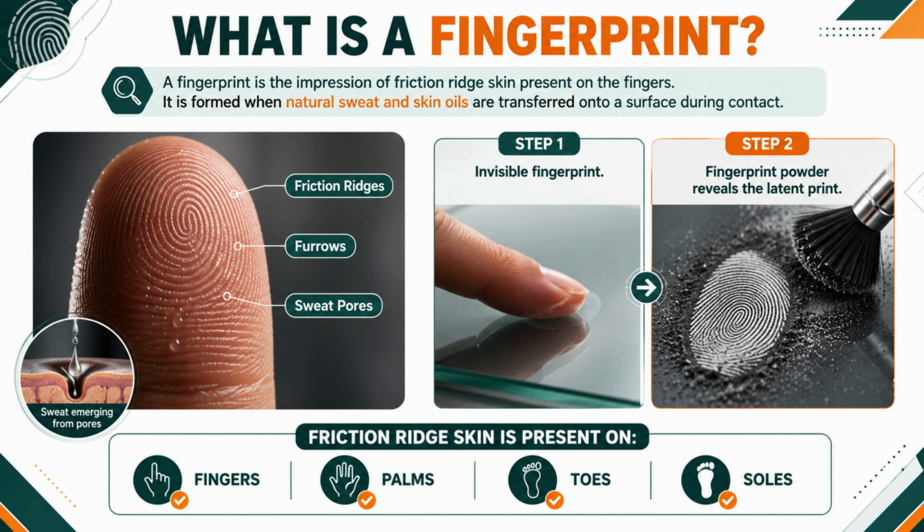Sometimes fingerprints are clearly visible, such as when someone touches a surface with blood, ink, paint, or dirt. At other times, they remain invisible and must be developed using forensic techniques such as fingerprint powder, chemical reagents, or alternate light sources. We will study these techniques in detail in upcoming lectures. For now, remember the simple definition. A fingerprint is the impression or reproduction of the friction ridge skin present on the fingers.